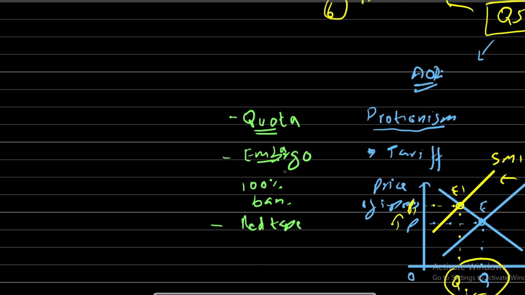Okay, so these are the policies that government can use to correct deficit balance of payment, and that are part of expenditure switching policies, and further subcategory is protectionism. So you can explain any two of these four things that I have explained here: tariff, quota, embargo and red tape. You need not explain all of them.